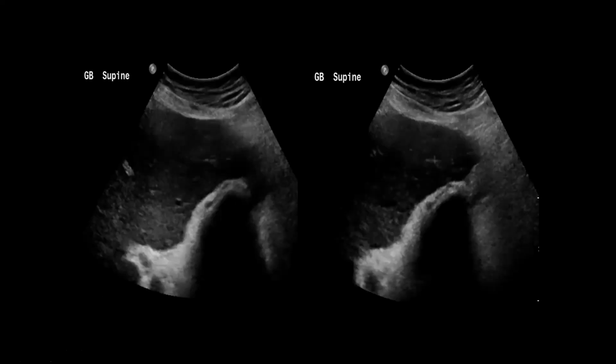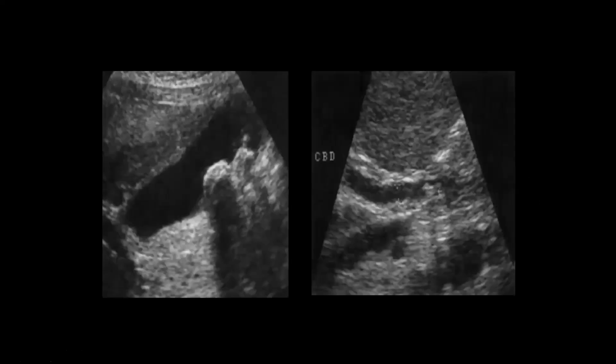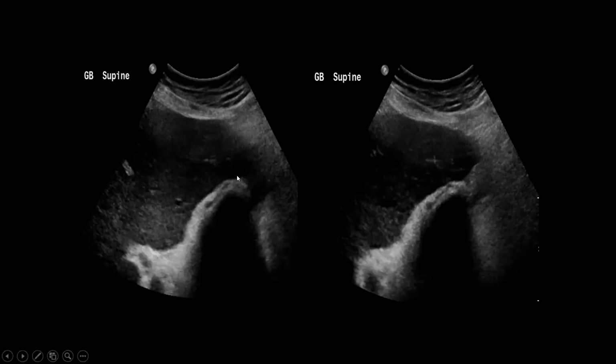So not all stones are small like this one. Some of them can be large. You can see here, there's the gallbladder. Almost the entire lumen of the gallbladder is filled by the stone. The stone extends from the fundus to the body. Here's the fundus of the gallbladder to the neck of the gallbladder. And there's a large stone occupying almost the entire lumen of the gallbladder.